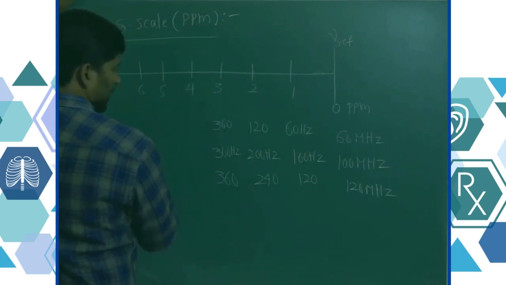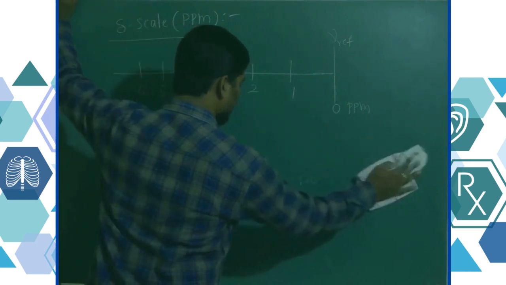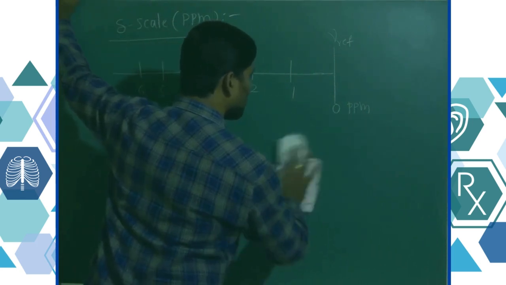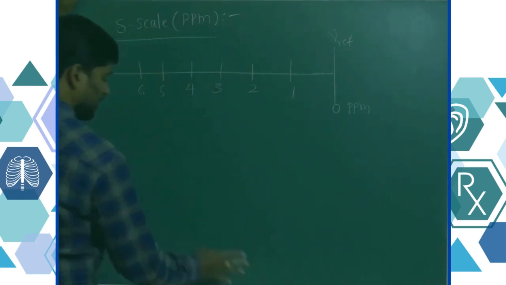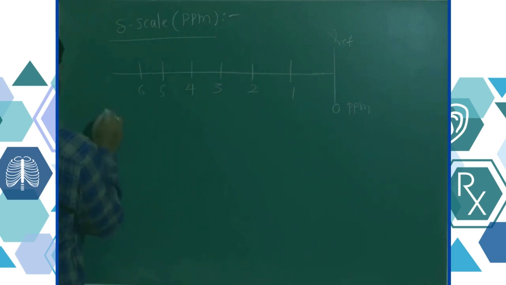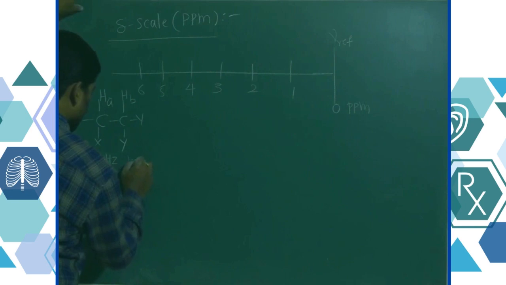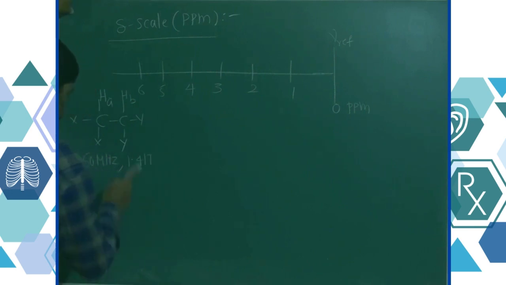Instrument frequency. How is it independent of both applied magnetic field and instrument frequency? I will explain by an example. The same example I am taking, HA type, HB type. If you take a 60 megahertz instrument and a 1.41 Tesla magnetic field, what is the chemical shift of HA?